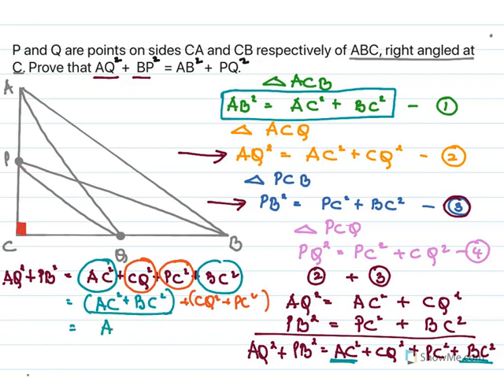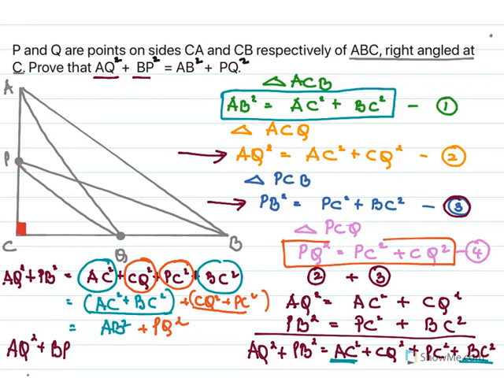And we see that AC square plus BC square is AB square. And on the other end, CQ square plus PC square, if you look up here, equal to PQ square. So we have proved what they've asked us for. They asked us to prove AQ square plus BP square equal to AB square plus PQ square, and that is proved.